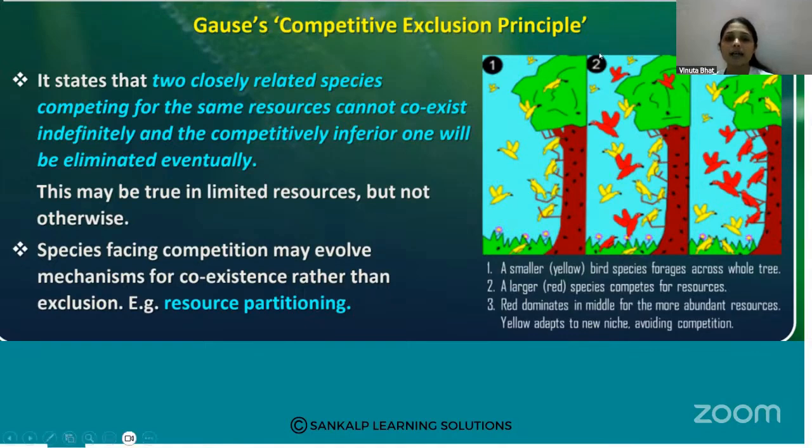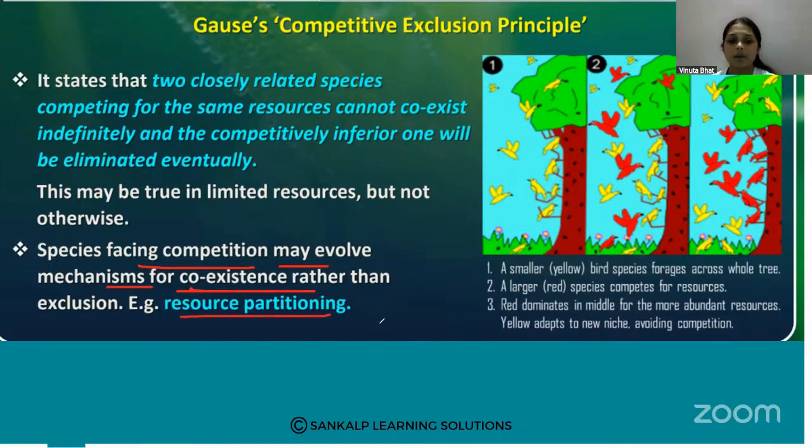Here, what does Gause's exclusion principle say? The superior one will eliminate the inferior one when resources are limited. So it is possible only when resources are limited. But species facing competition may evolve mechanisms for coexistence. If species are competing for the same resources, they can still coexist by resource partitioning.